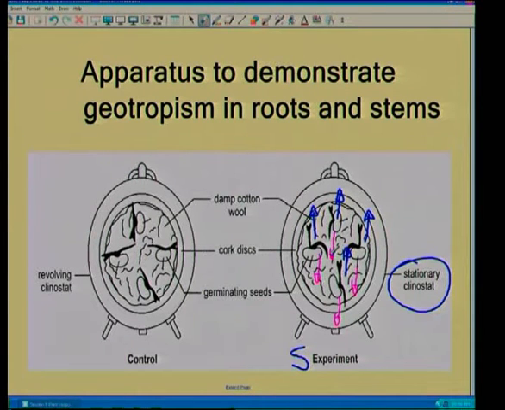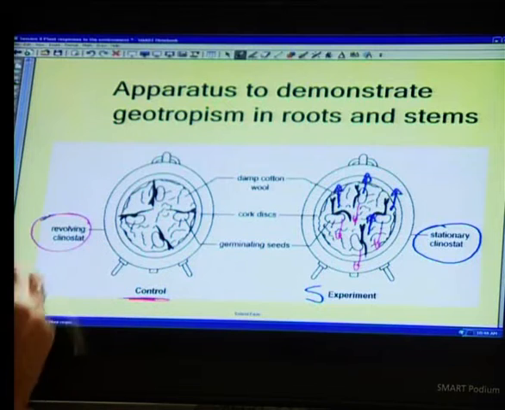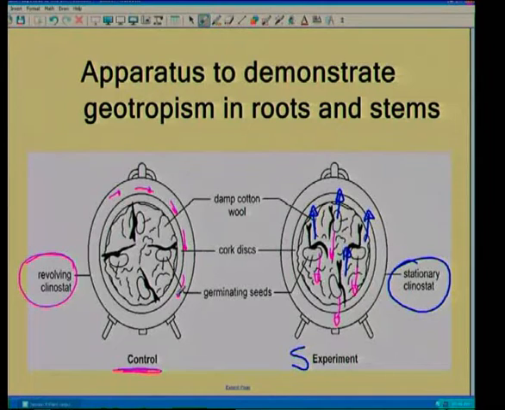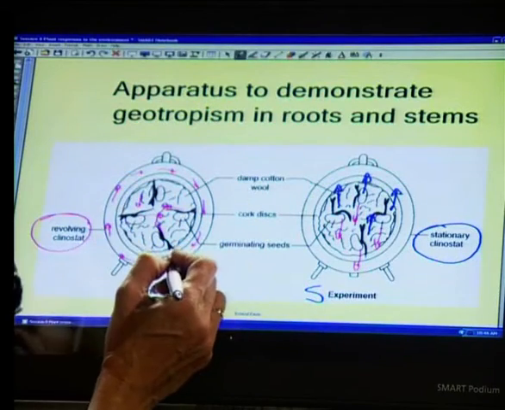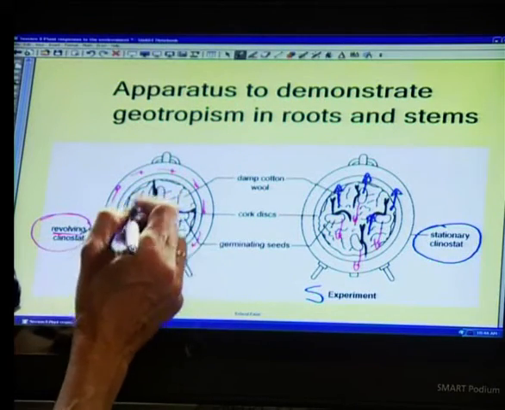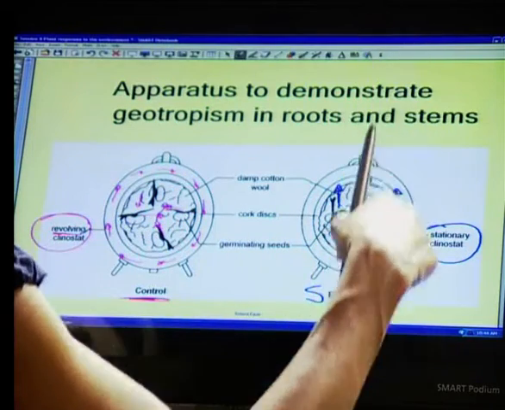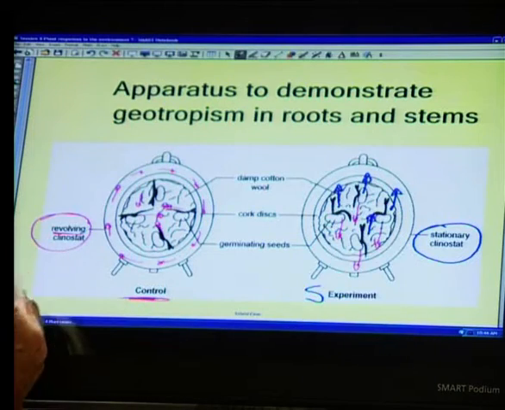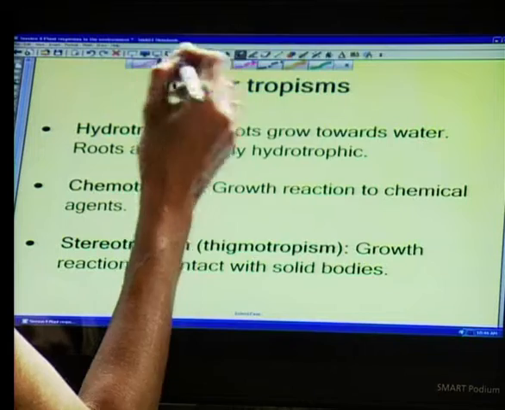no matter how those little seedlings were pinned on there. But in the control, what do we have? We've got the revolving clinostat. So this thing goes tick, tick, tick, tick, and it goes around and around so that those little seeds never know where gravity is. They don't know where gravity is. So as they were pinned, the roots are now going to grow in the direction that they were pinned. And what does that tell you? It tells you that if the plant doesn't know where gravity is, because the clinostat keeps moving around, it's revolving, it's going to just grow. So in other words, gravity will cause the roots to grow down, and the stems that are negatively geotropic are going to grow up.